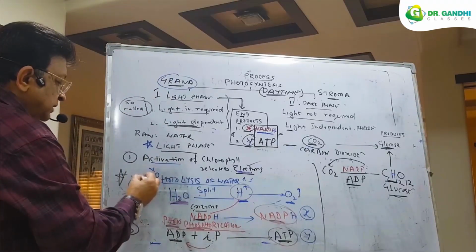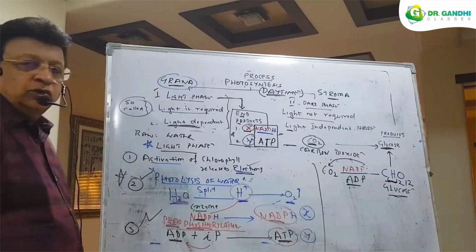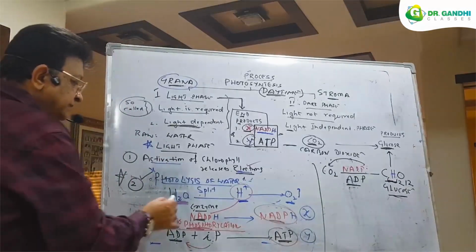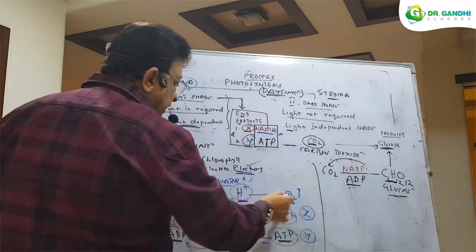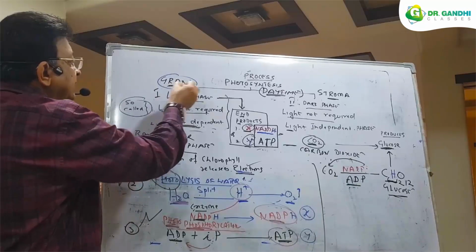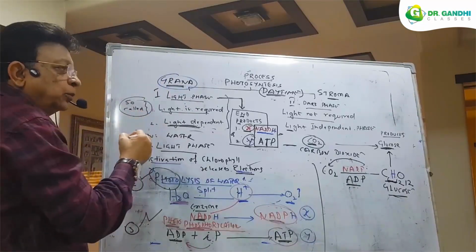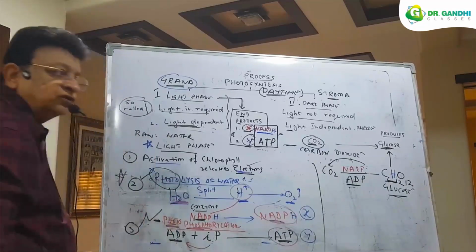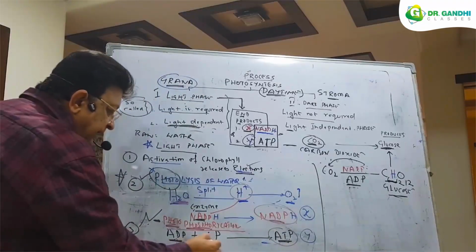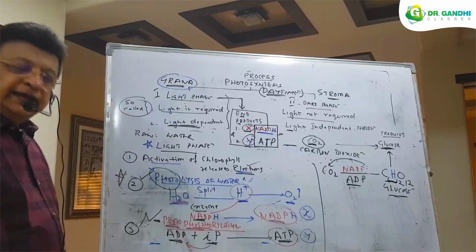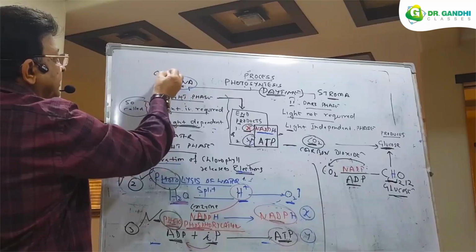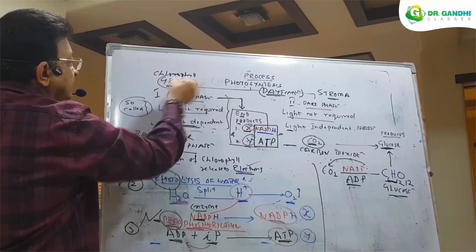The two very important steps are photolysis of water and photophosphorylation. If somebody were to tell me to define photolysis of water, it is the splitting of water into hydrogen ions and oxygen using energy of light in the grana of chloroplast. Define photophosphorylation. It is the formation of ATP by combining inorganic phosphate to ADP using energy of light in the grana. Grana means presence of chlorophyll.